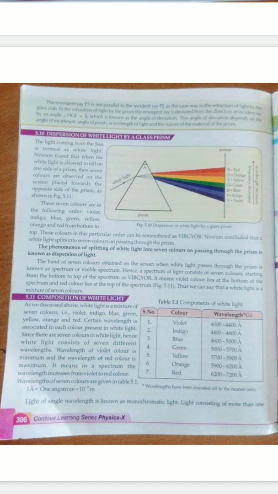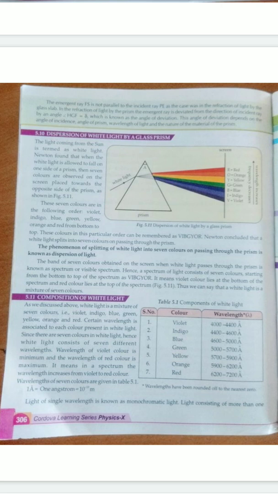Light coming from the sun is termed as white light. Newton found that when white light is allowed to fall on one side of a prism, then 7 colors are observed on a screen placed towards the opposite side of the prism, and these 7 colors are in the following order, like VIBGYOR. These colors in the particular order can be remembered as VIBGYOR. Newton concluded that white light is split into 7 colors on passing through the prism. So the phenomenon of splitting of white light into 7 colors on passing through the prism is known as dispersion of light.